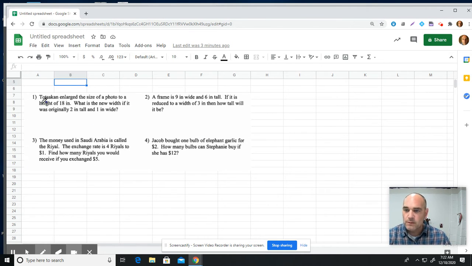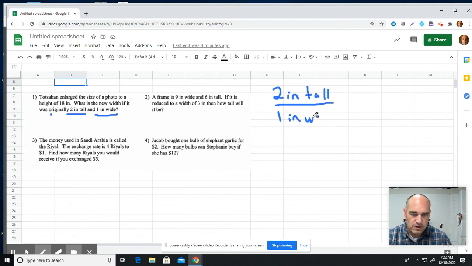So the first thing we're going to do in problem number one is find what I call the true statement, something that compares something to something else. When I read this, my true statement is that it was originally 2 inches tall and 1 inch wide. So over here, I'm going to show my work. I have 2 inches, and the labels are the important stuff. This thing is 2 inches tall, and it is 1 inch wide.